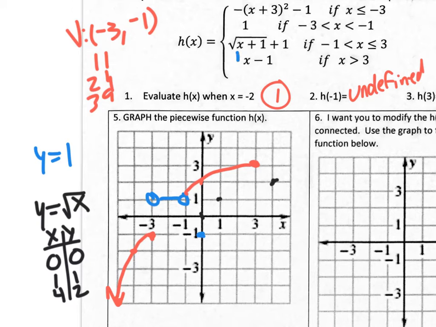My slope is up 1 over 1. So I'm going to go up 1 over 1, up 1 over 1, up 1 over 1, up 1 over 1, up 1 over 1. And I only want to look at the values that are x that are greater than 3.